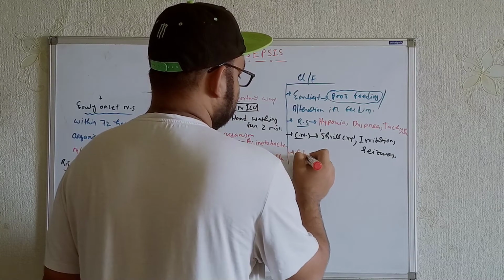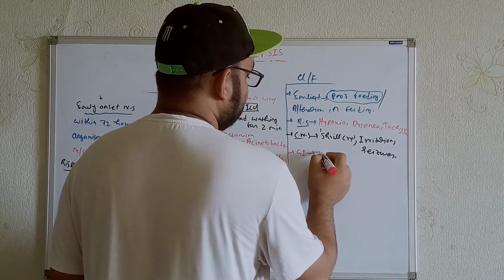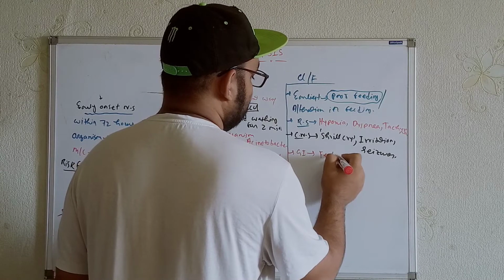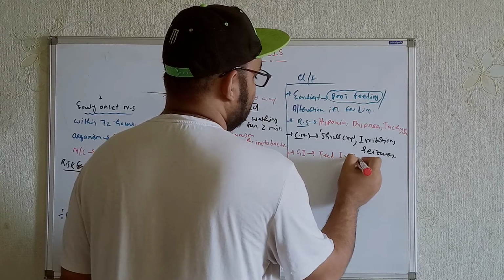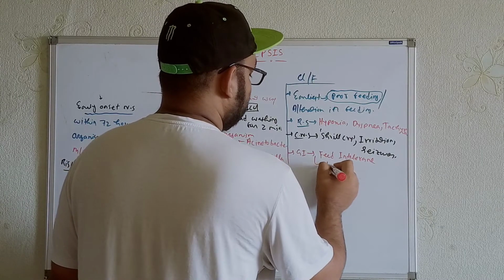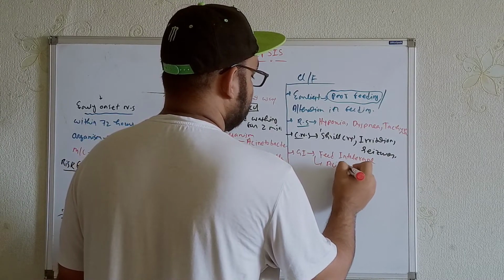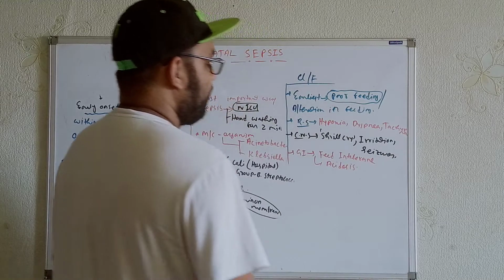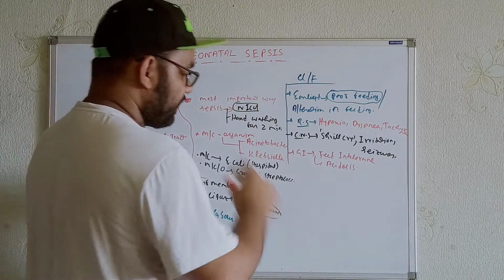As far as the GIT system is concerned, we'll get feed intolerance. Along with that, we can also get acidosis. So this is the type of problem we can see.